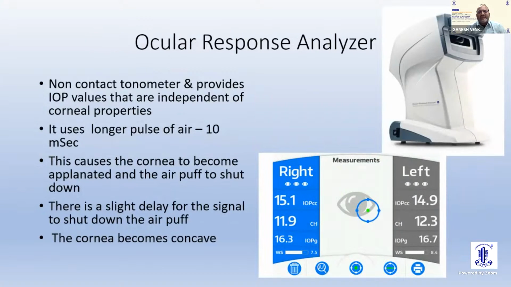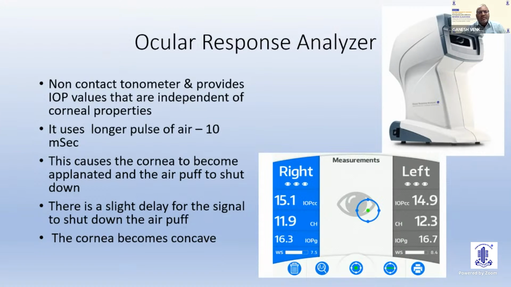Coming to the ocular response analyzer, this is another unique device which helps you to measure the intraocular pressure, and also it gives you something called the corneal hysteresis, or the biomechanical property of the cornea. So it's a non-contact tonometer and provides IOP values which are independent of corneal properties. And it actually uses a long pulse of air, about 10 milliseconds.